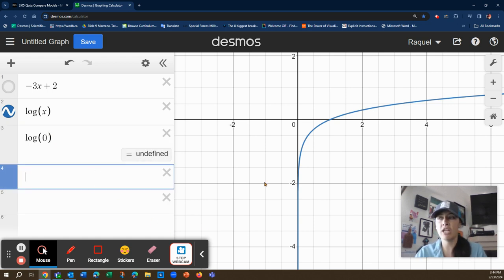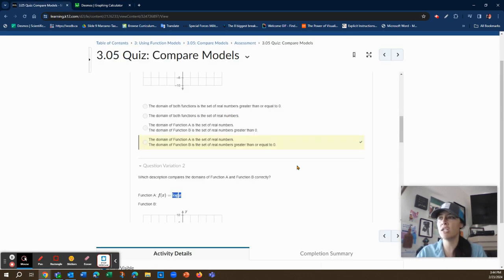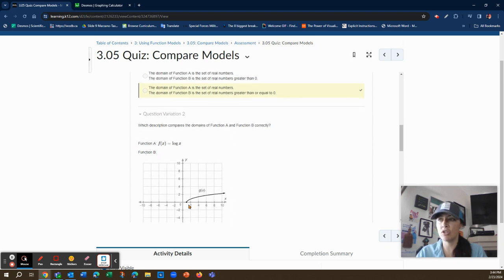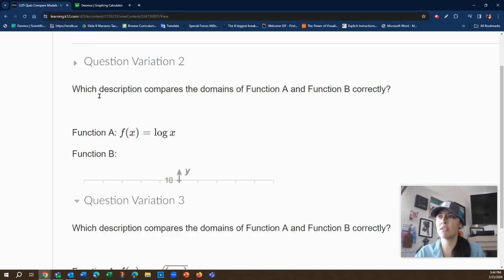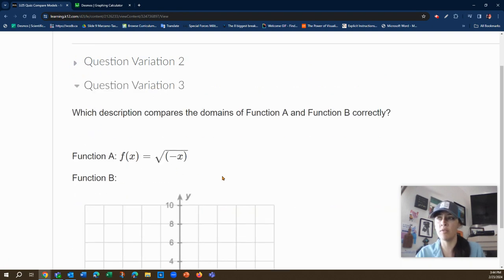Undefined. Okay, so check your graphs. Use the tools and technology. Okay, so we have a problem with log. There's your graph. Read the tick marks carefully. Read the tick marks carefully. Check the class recording if you want more help.